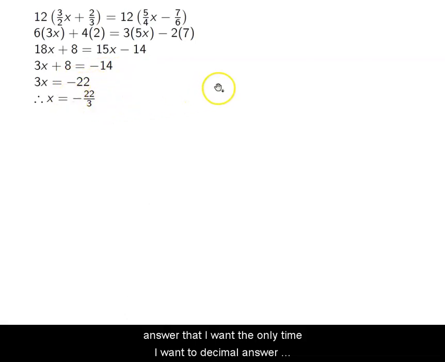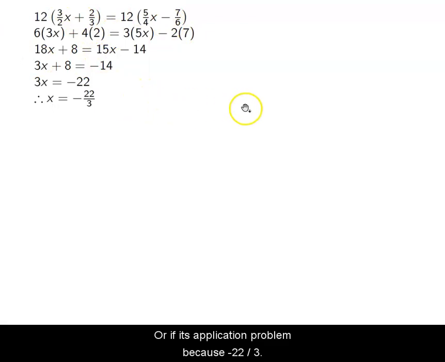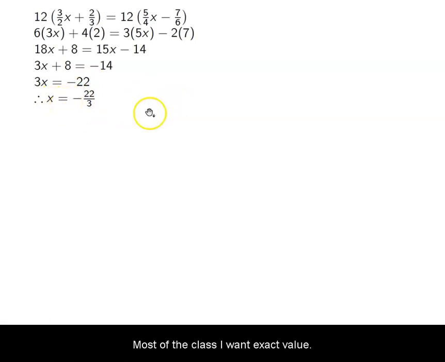The only time I want a decimal answer is if there's already a decimal present, or if it's an application problem, because negative 22 over 3 feet per second squared, for instance, doesn't make any sense. But negative 7.33 feet per second squared would make more sense. So again, application problems, you can put decimal form. For most of this class, I want exact values.